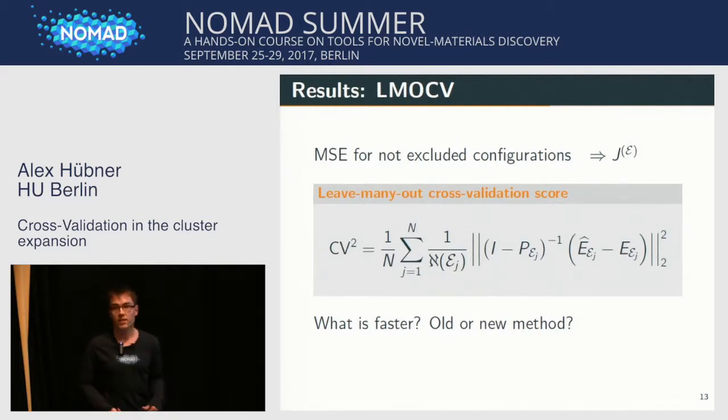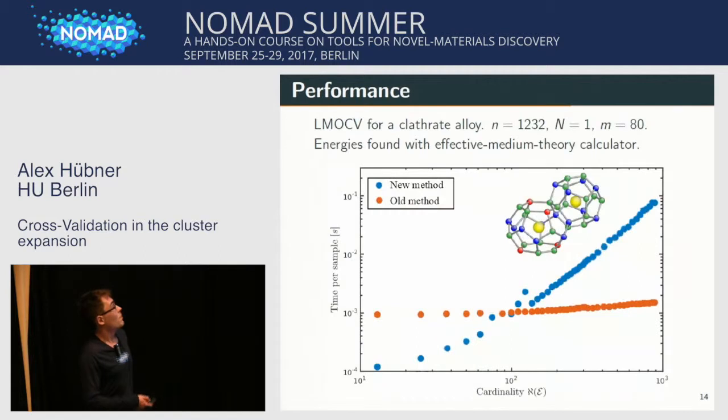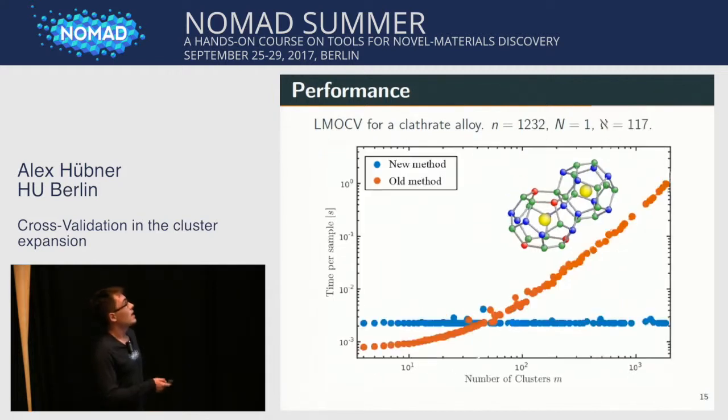So what is faster now, the old approach or this new method? When we keep everything fixed but change the number of excluded configurations, the new approach indeed scales, and it scales badly, while the old does not. But if we keep the number of excluded configurations fixed, while changing the number of clusters, we see that the new approach does not scale at all, while the old does.